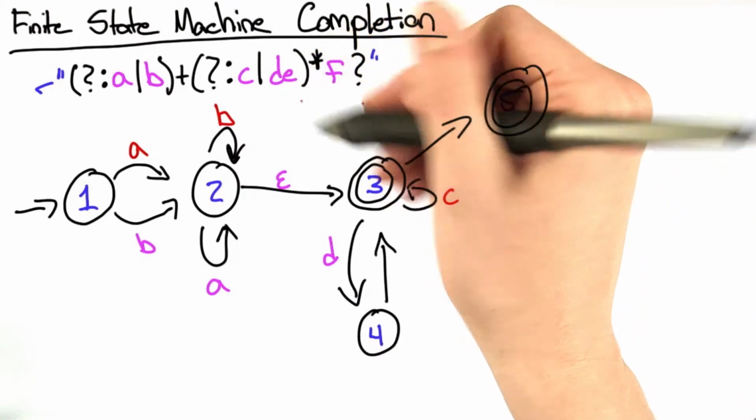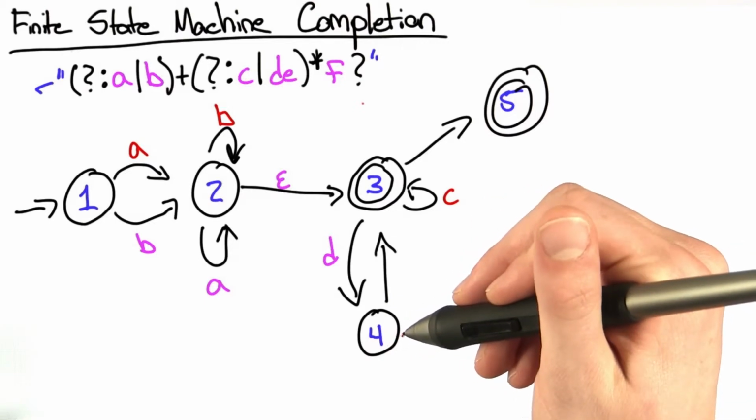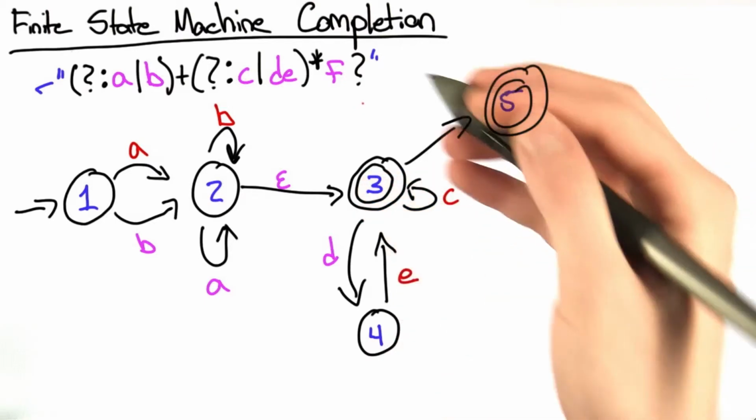We still haven't dealt with the D and E. If we look at the D go down to state 4, in order to finish in an accepting state, we need to follow with an E. And the last part is the optional F.